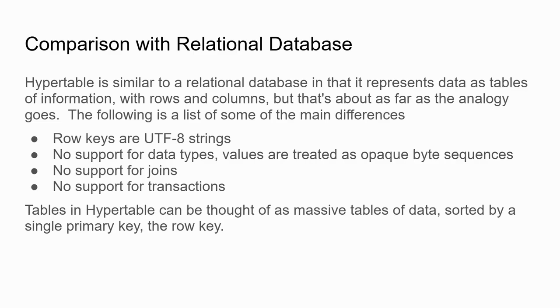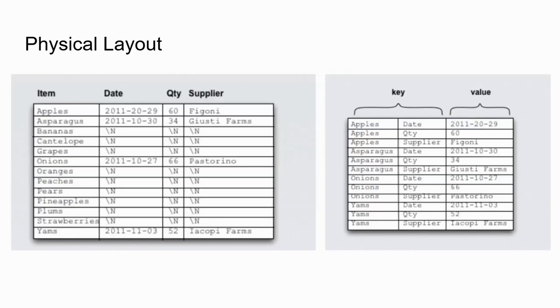So each and every value is treated in terms of byte sequence with byte code. And there is no support for joins. So things like an outer join, an inner join, a full join, left join, right join, it's not possible. Then transaction support, that is lacking, like the ACID properties. And each and every table can be thought of as massive tables of data sorted by a single primary key, that is the row key. Next, we'll look into the physical layout of a table.